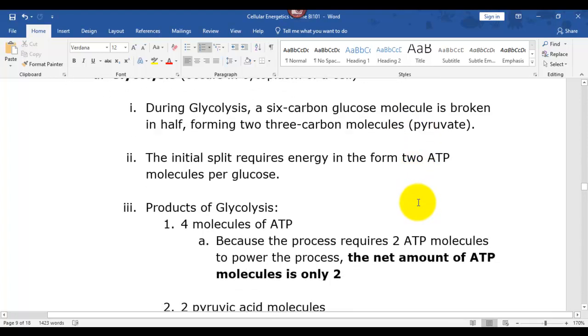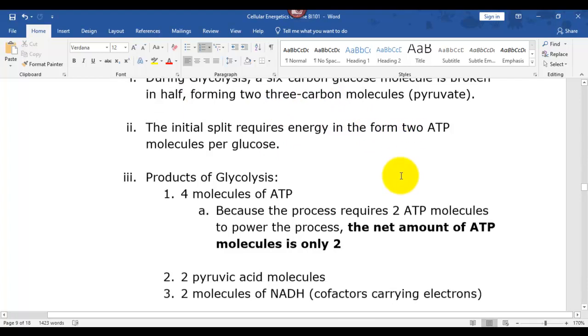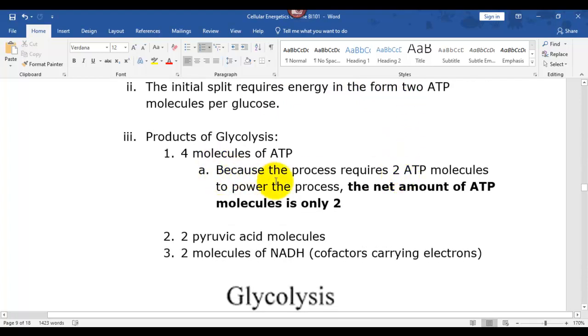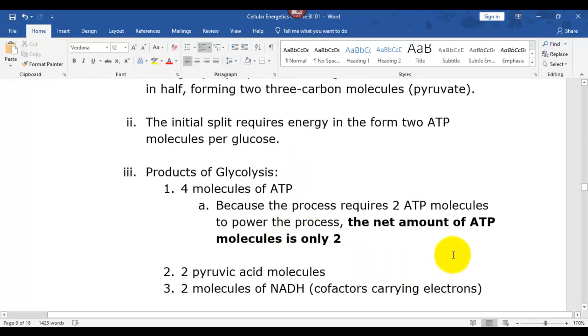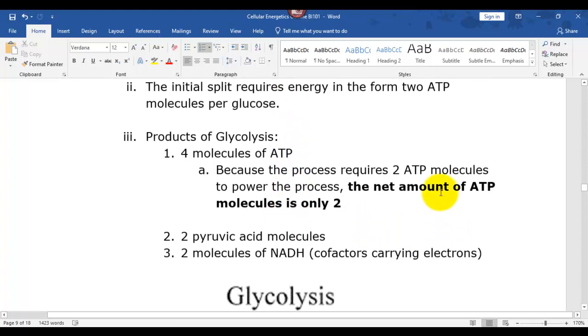Now, nothing happens for free. It's kind of hard to say that nowadays, but nothing happens for free. It requires energy. To take a molecule like that and break it into 2 pieces requires 2 ATP molecules. So these are the products of glycolysis. You do get 4 molecules produced in the whole thing, but because it does require 2 to split it in half, you get a net of 2 ATP molecules from glycolysis.